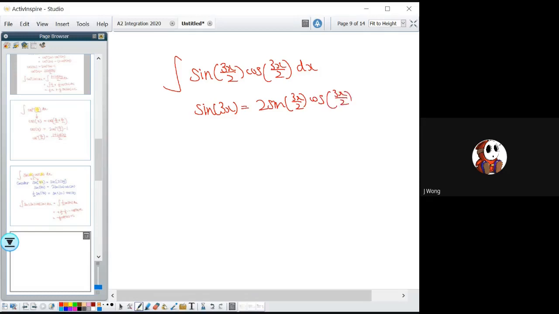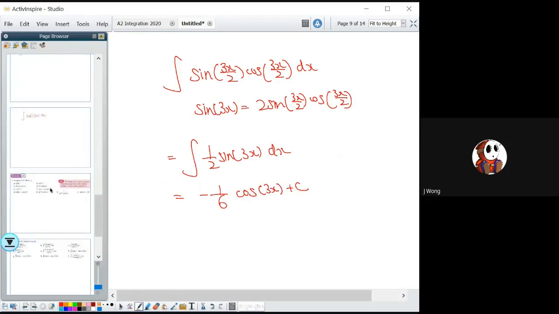So that's why the integral can be rewritten as the integral of a half sine 3x with respect to x, and then integrate from there. So 1 over 6 minus negative of 1 over 6 cos 3x plus c.